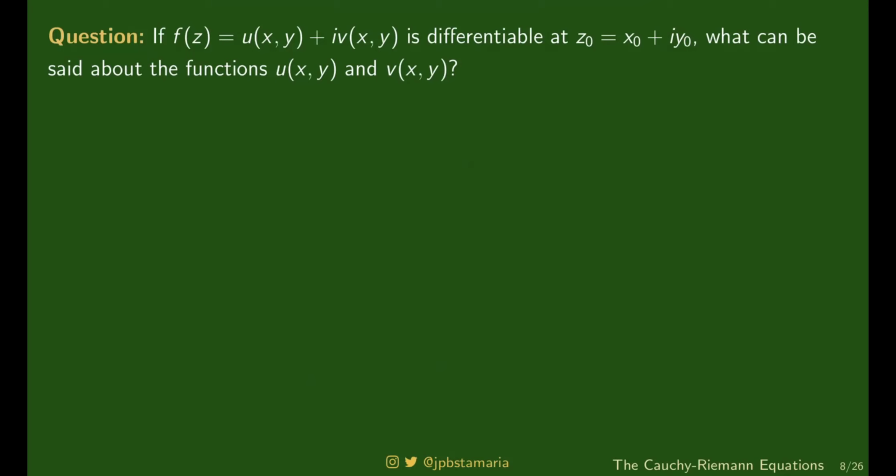Let's say si f of z, sinulat ko siya in the rectangular form, u(x,y) plus i v(x,y). Okay? Let us say that this function is differentiable at z naught with coordinates x naught and y naught. The question is, what can be said about the functions u and v? Anong masasabi natin dito sa dalawang functions na to?